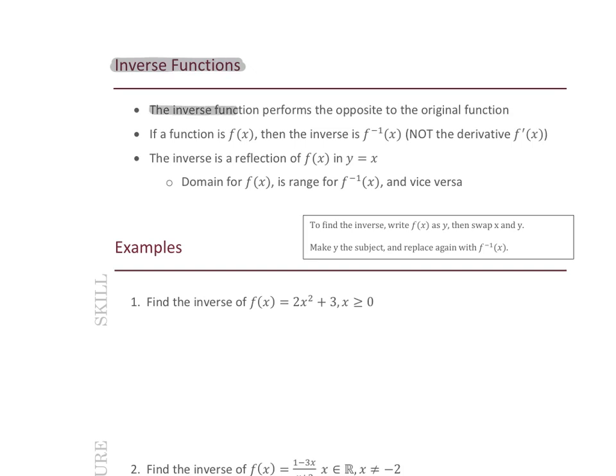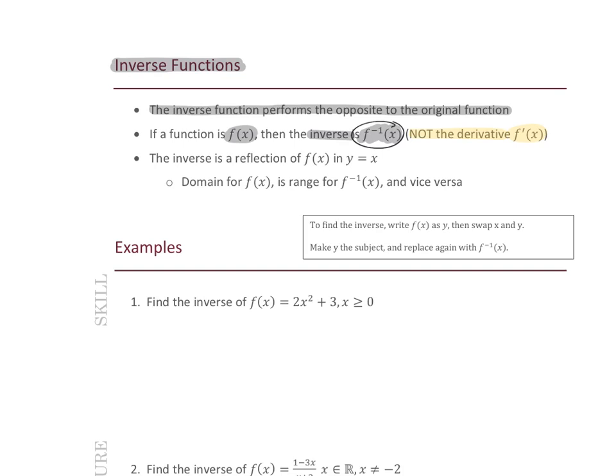So the inverse function performs the opposite to the original function. So if an input becomes an output, the inverse turns that back into my input. Now, if a function is f of x, the inverse is f minus 1 of x. Just be really, really careful. It's not the derivative, which is f dash x. So you have to be really clear that we're talking about f minus 1 of x.